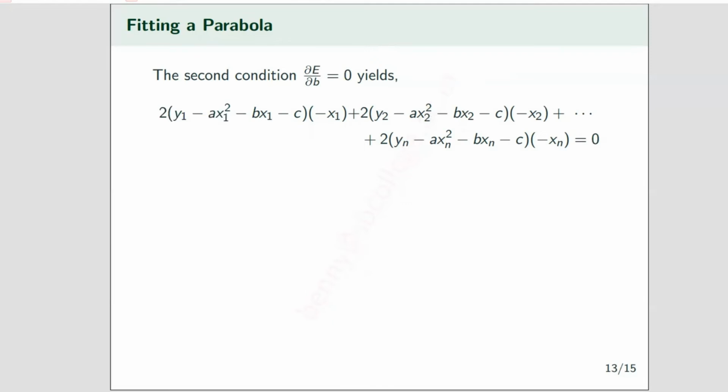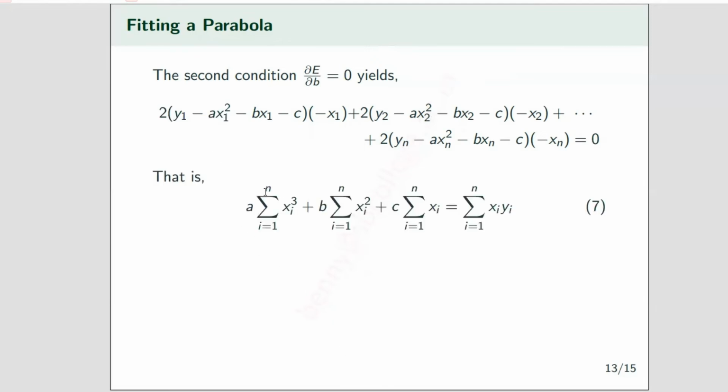Rearranging this, we get a into sigma i equal to 1 to n xi cube, plus b into sigma i equal to 1 to n xi square, plus c into sigma i equal to 1 to n xi, equal to sigma i equal to 1 to n xi yi. This is equation 7. Likewise, we'll get another equation by taking the partial derivative of E with respect to c.